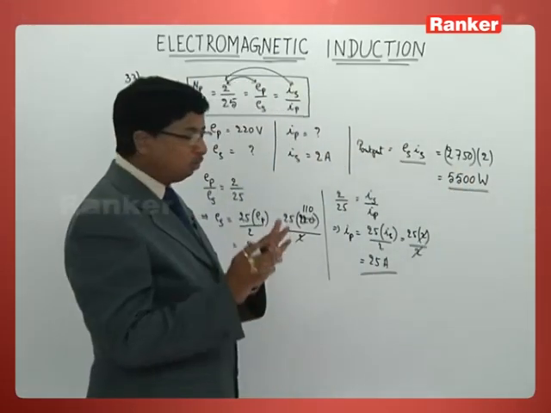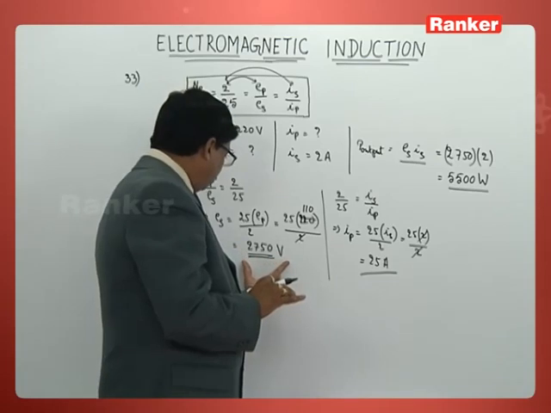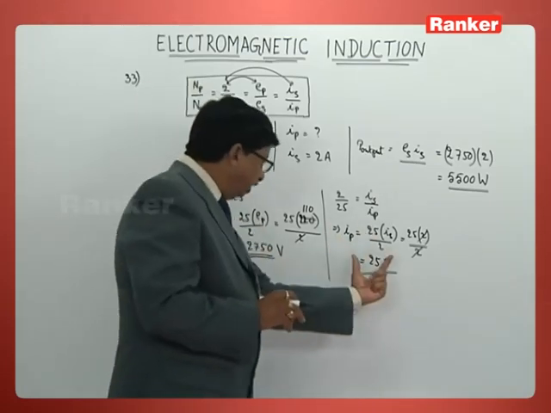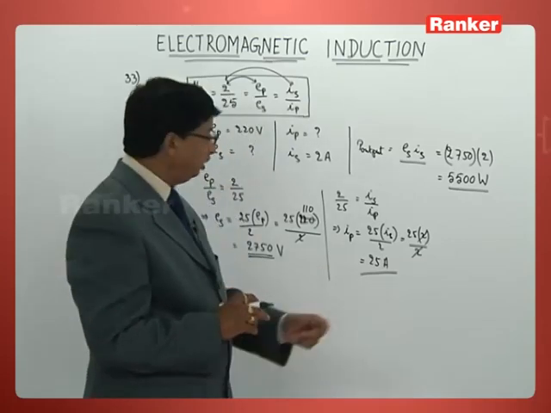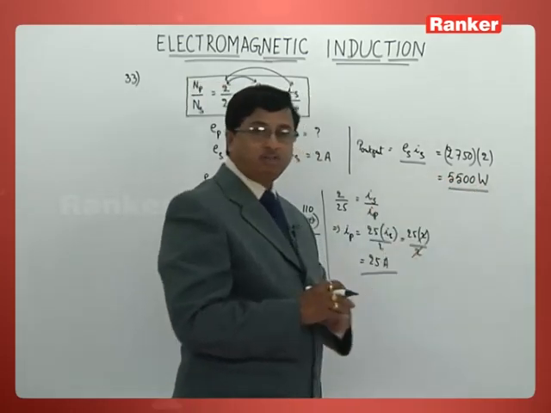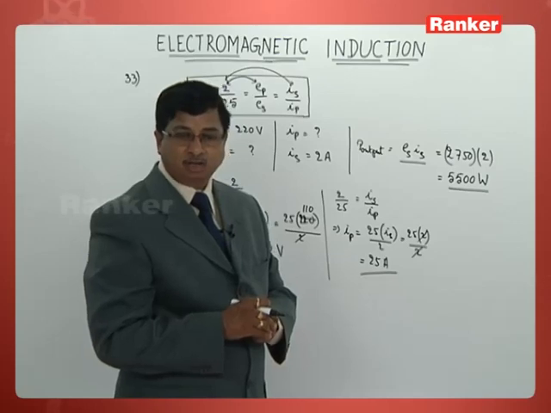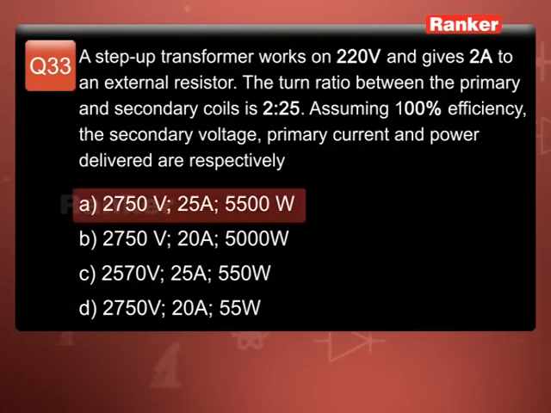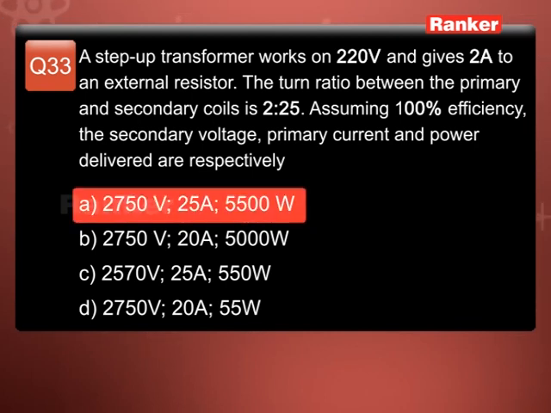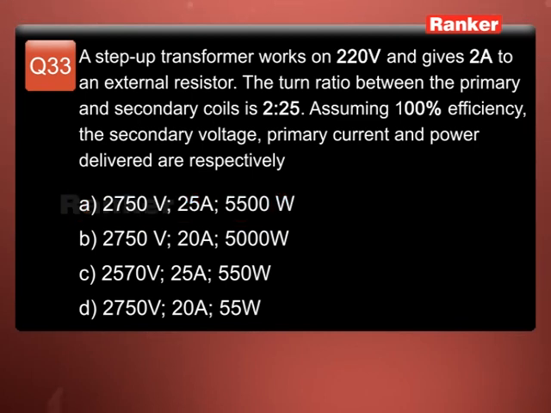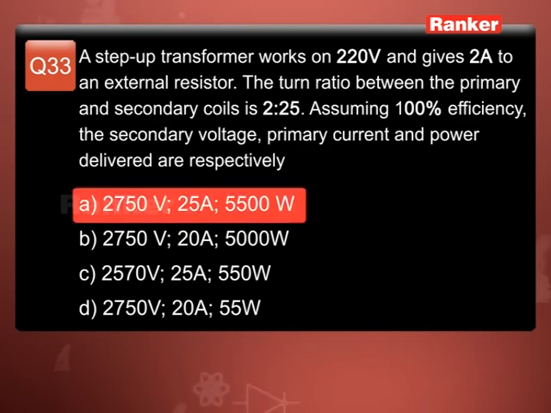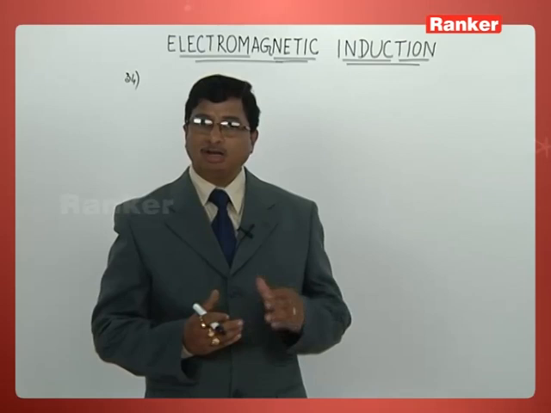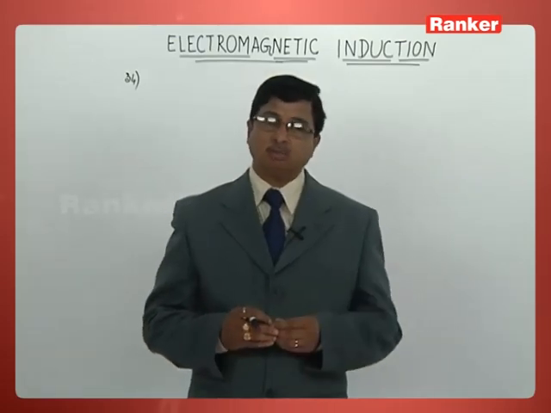So if you just look at carefully, secondary voltage is 2750 volt, primary current is 25 ampere, and output power is 5500 watt. All the three are very much given in the first option for us. Therefore, the correct answer for this question will now be A as such. That is the concept. Problem number 34 also is based on transformer.